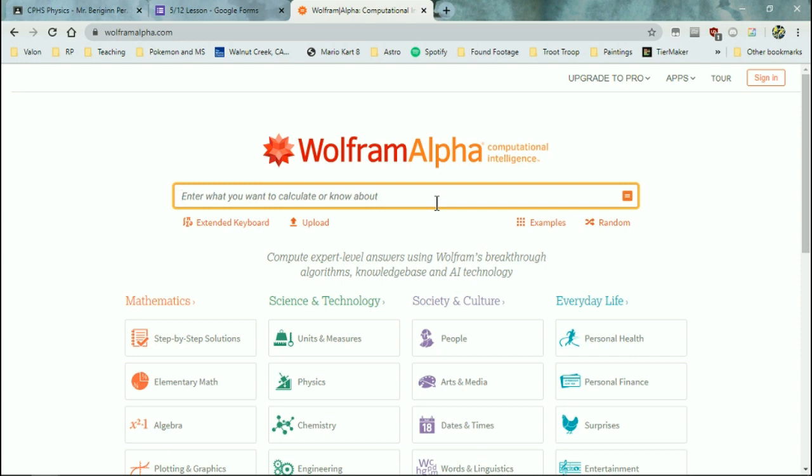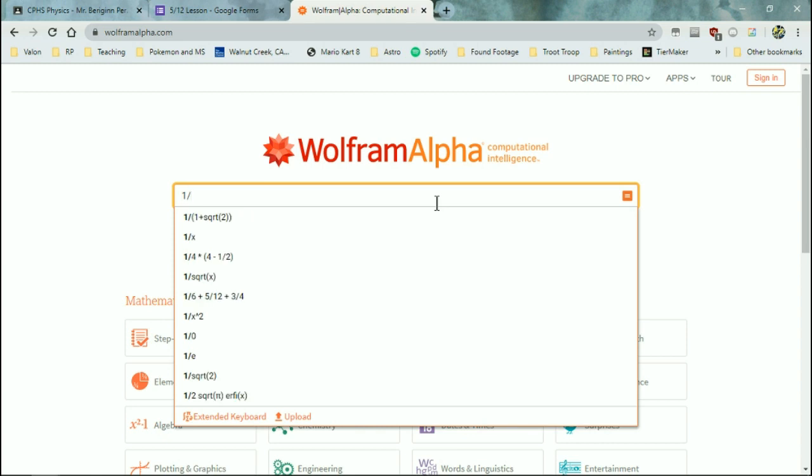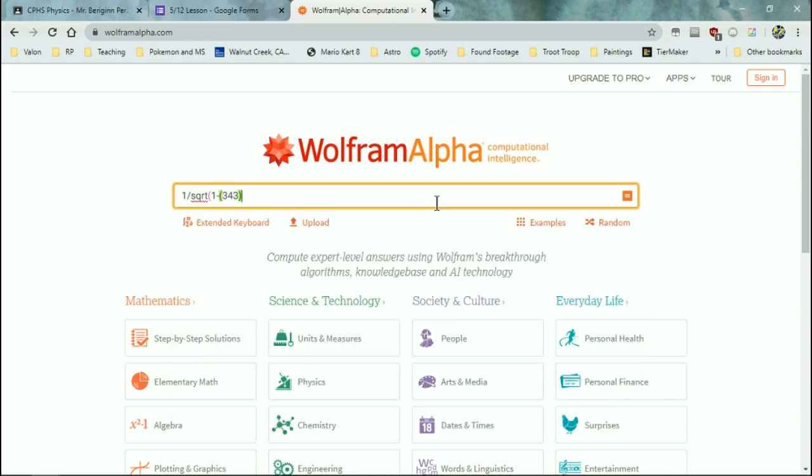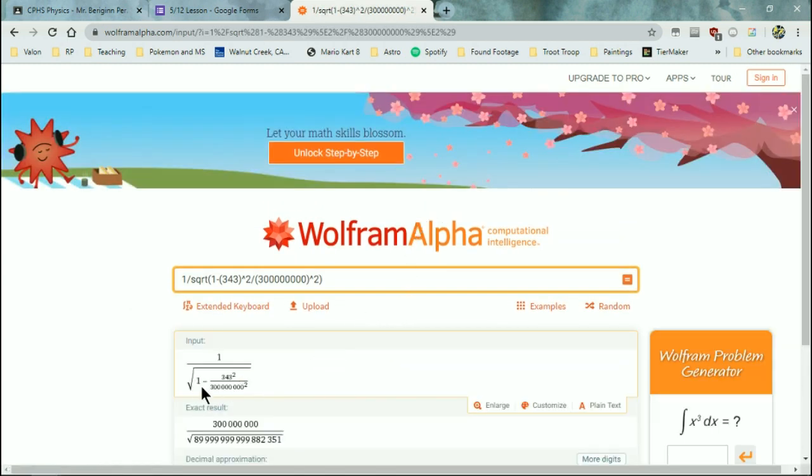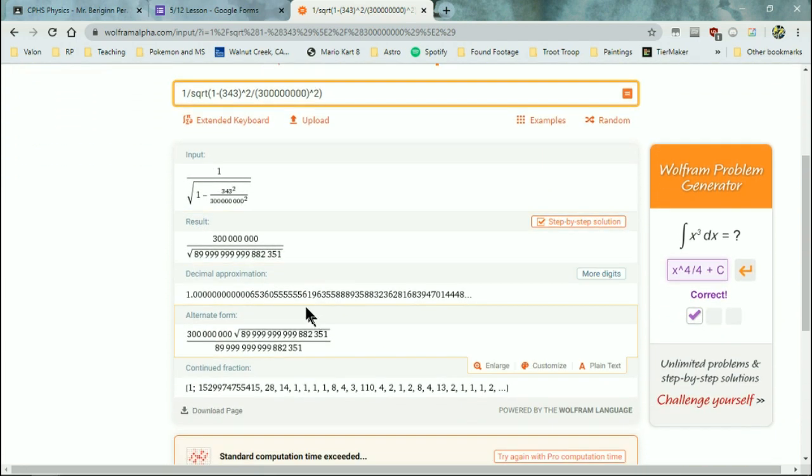All right, I'm just going to put it in here to show you what the answer is. You want 1 divided by the square root of 1 minus 343 squared divided by 300 million squared. There. I think that should be good. Press enter, see what we get. Does that look right? Yep, that looks right. And there's your answer.